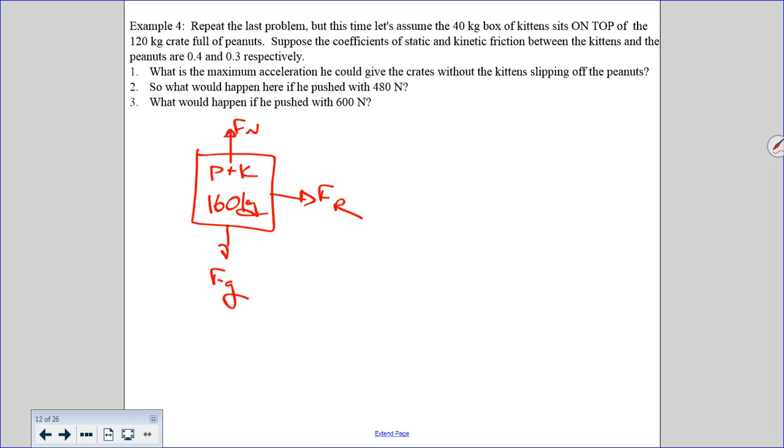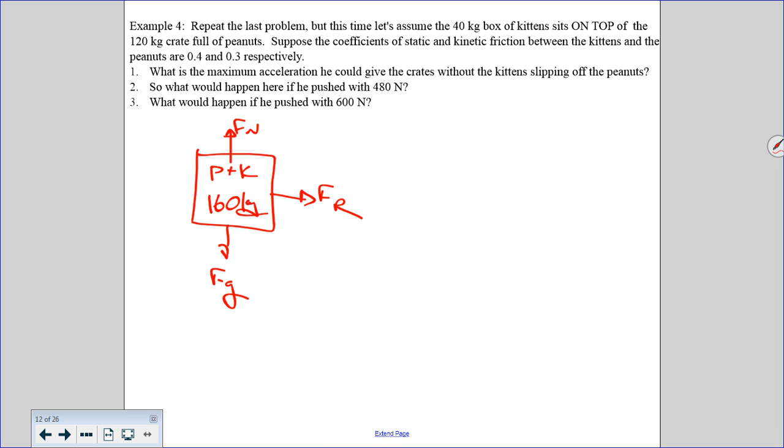Let's see. Yeah, I think we had decided that the floor was frictionless. Okay. So the only friction here is going to be between the peanuts and the kittens. Do I need to draw that here? No. Why not? What's the name of that kind of force, guys? Internal. It's an internal force.